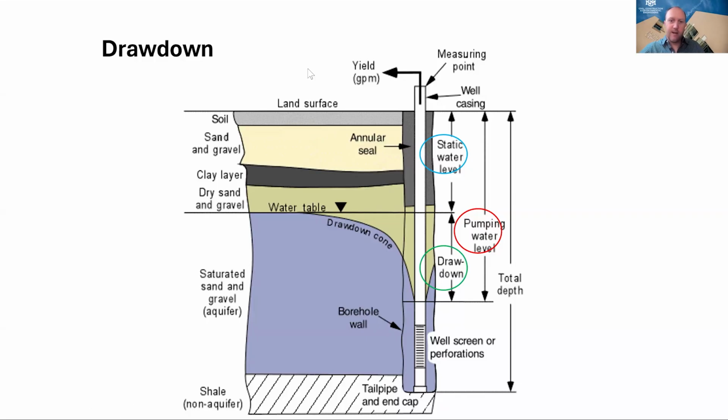Static water level is another name for where that water table is. And when you're measuring that, it's measured from the surface, so the higher the number, the further down the water is.